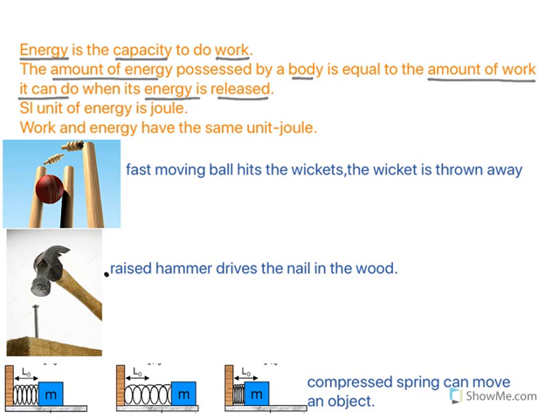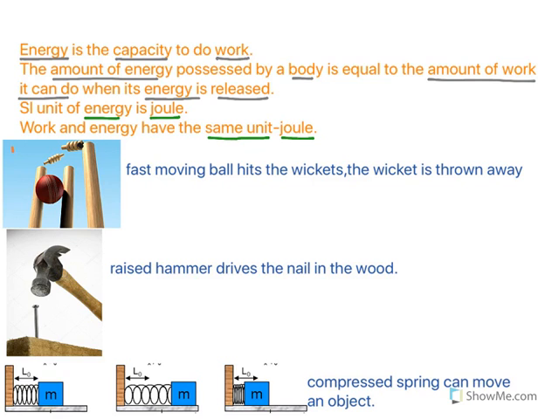Now the SI unit of energy is joule, just like that of work. Work and energy have the same unit, and that is joule. So we have to remember work and energy have the same unit because work and energy are interrelated. Energy is a capacity to do work.